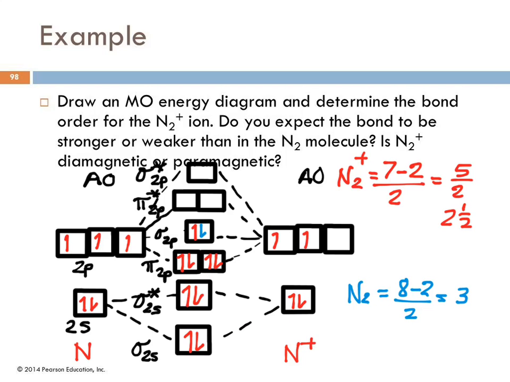Now, the blue one is for nitrogen, the molecule. We leave the blue one out to think about, is N2 plus paramagnetic or diamagnetic? Does it have unpaired electrons? Yes. It's paramagnetic. Any questions? Not necessarily. Not all ions will be paramagnetic. You have to look at the whole molecular orbital energy diagram to figure it out.